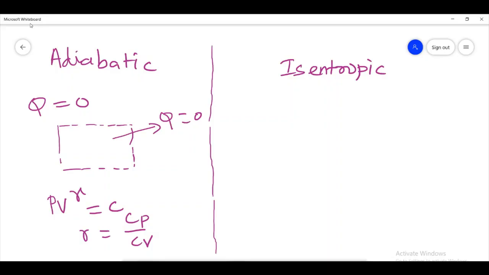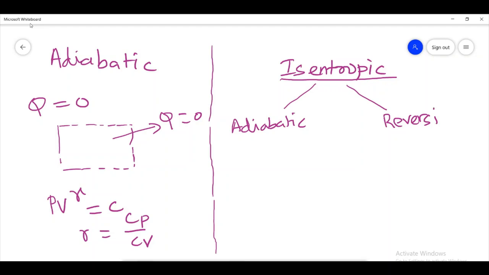In the case of isentropic, what is meant by isentropic? That is very important. Isentropic means two things we need to understand. First, the process is adiabatic, and second, the process is reversible. We just saw what is meant by adiabatic process. So isentropic means two things to be considered: one is the process is adiabatic, another is the process is reversible.